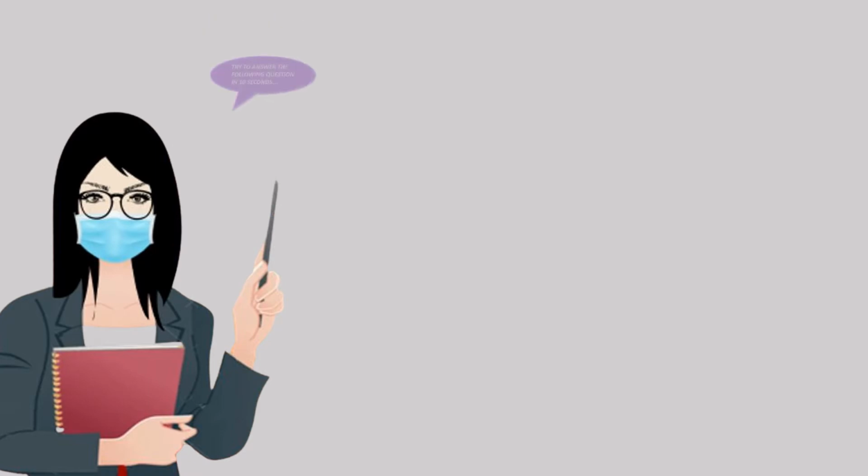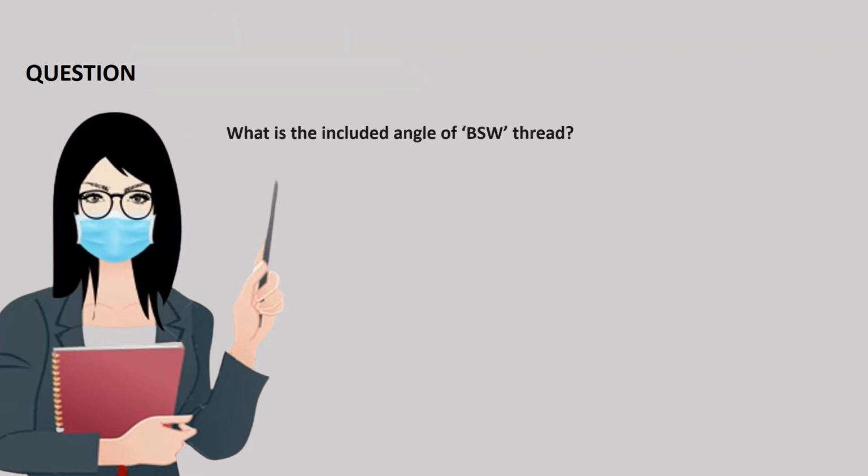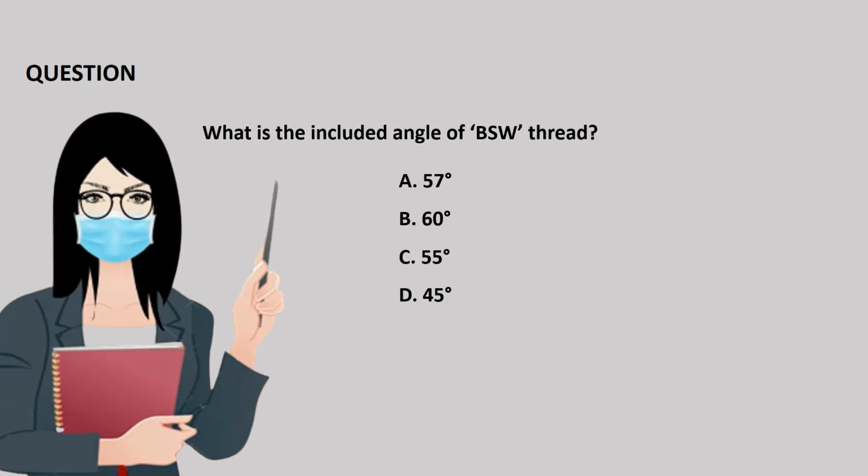Okay students, let's try the question session. Try to answer the following question in 10 seconds. What is the included angle of BSW thread? Option A, 57 degrees. Option B, 60 degrees. Option C, 55 degrees. Option D, 45 degrees. Your time starts now.